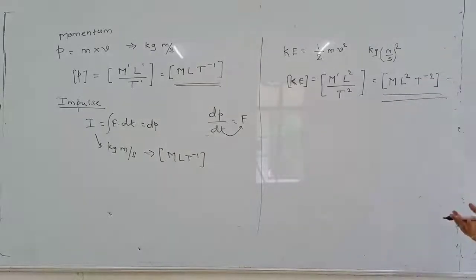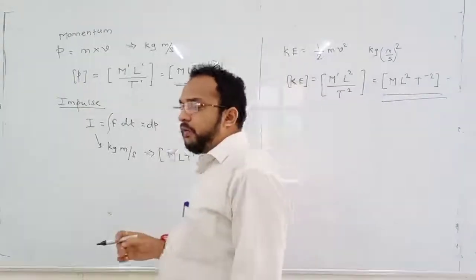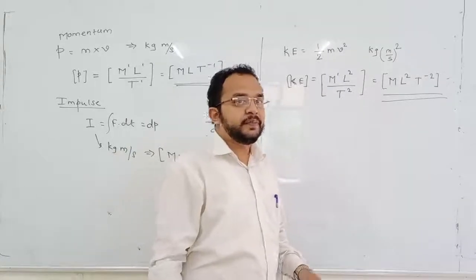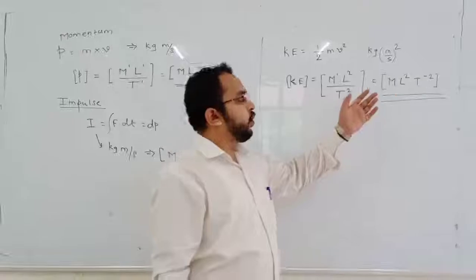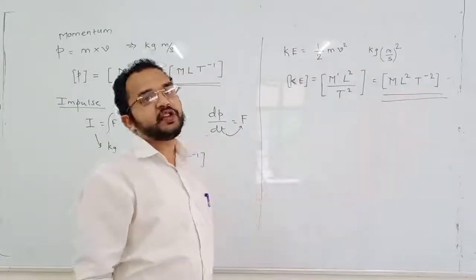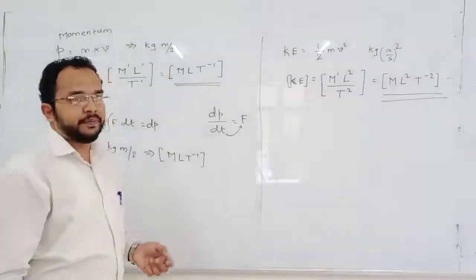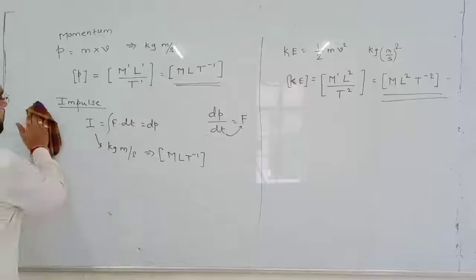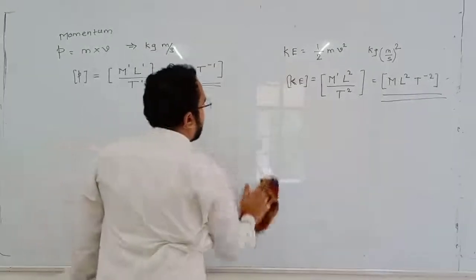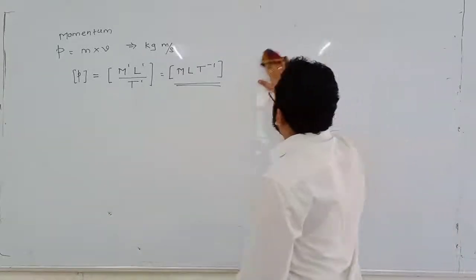So have a look. In the previous lecture, we derived the dimensions for work, potential energy, that is energy, and torque. So you will find the same dimensions over there, because kinetic energy is also a form of energy. So these are the remaining dimensions. Now we'll see dimensional analysis.